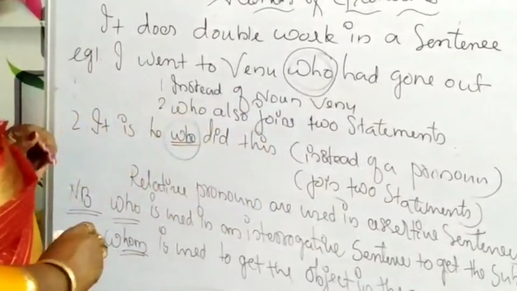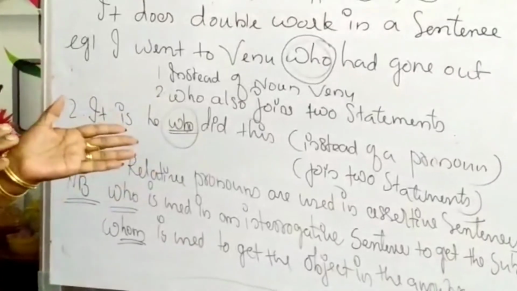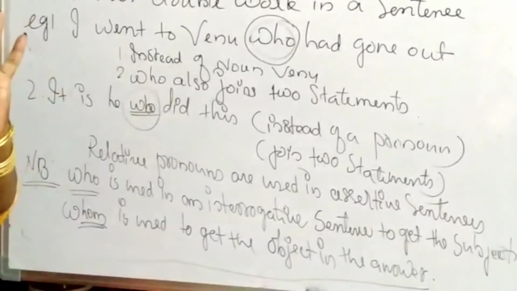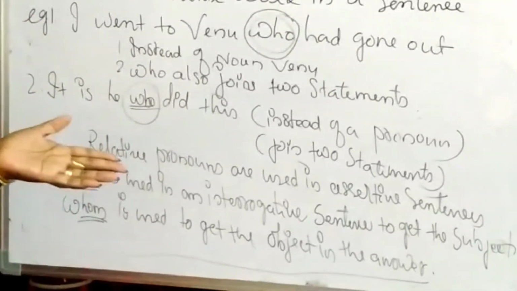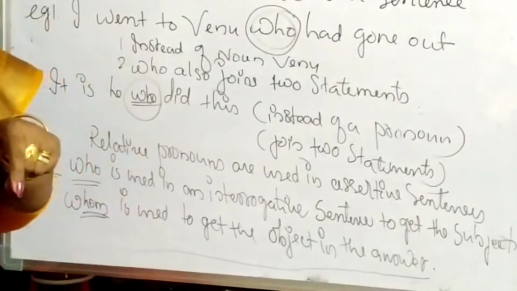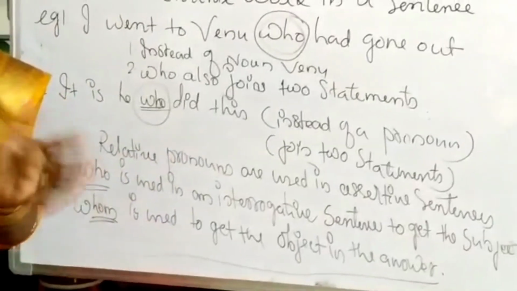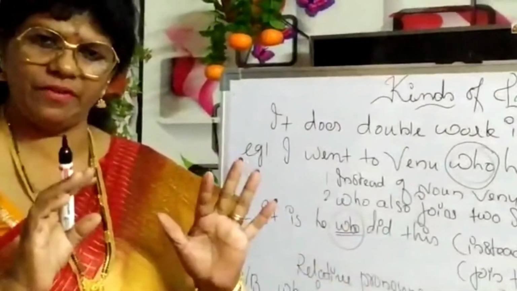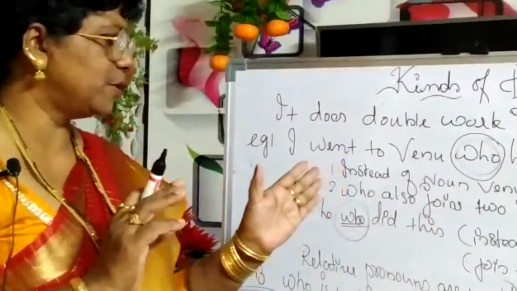joining two statements. So, commonly, remember in your mind, relative pronouns are used commonly in assertive sentences. Then, who is used in an interrogative sentence to find out the subject, and whom we use to get the object in the answer. These are the things you have to remember. These are all short ways to remember kinds of pronouns. I think you all understood well and good.